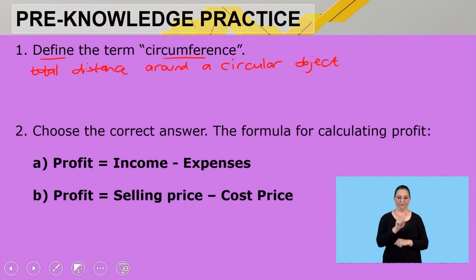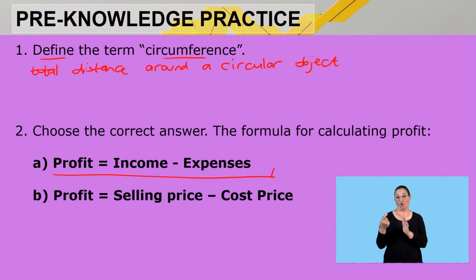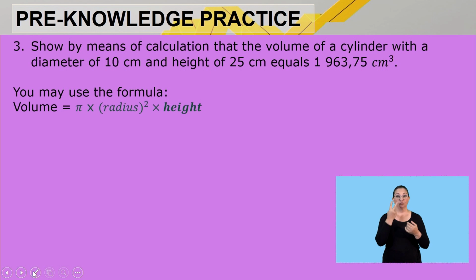Let's now move on to question number 2. Here we are saying choose the correct answer. The formula for calculating profit, remember, coupled with measurement, we'll be looking at finances today. So which formula is the correct one? Profit equals income minus expenses, or profit equals your selling price minus your cost price. I agree with you. In order to determine profit, we'll take our income minus our expenses. So that is the correct formula, A, for calculating the profit. Okay, guys, let us now look at question number 3.